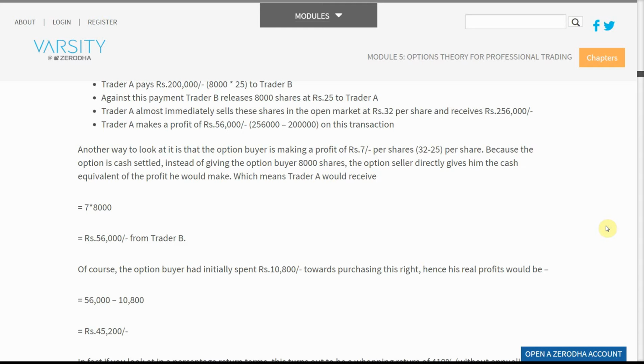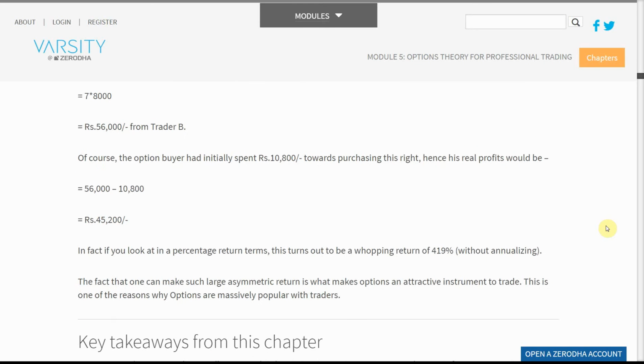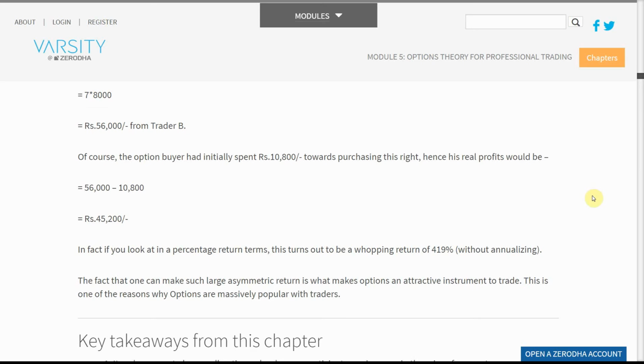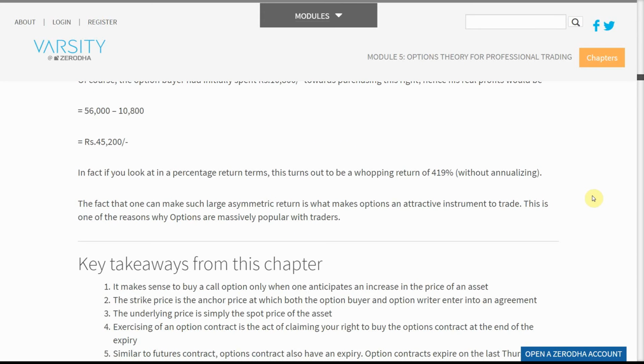Instead of giving the option buyer 8,000 shares, the option seller directly gives him the cash equivalent of the profit he would make, which means Trader A would receive 7 * 8,000 equals 56,000 rupees from Trader B. Of course, the option buyer had initially spent 10,800 rupees towards purchasing this right. Hence his real profit would be 56,000 minus 10,800 equals 45,200 rupees.